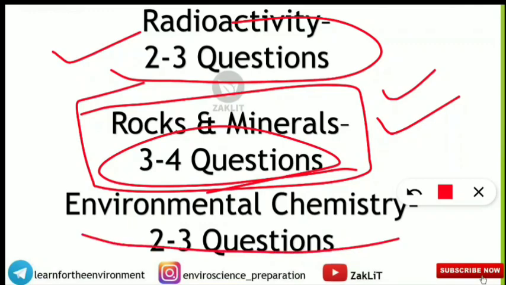Then is environmental chemistry. So here 2 to 3 questions will be particularly from environmental chemistry, but this environmental chemistry will also be from the air, water and soil unit.